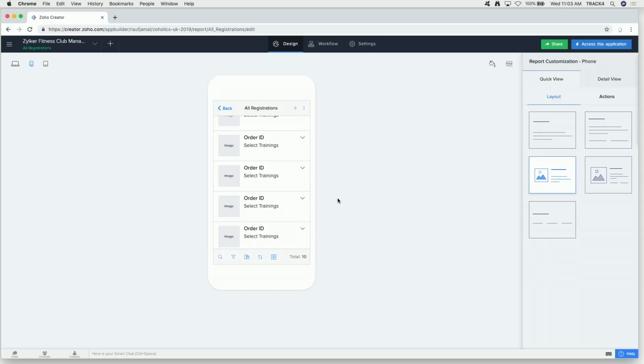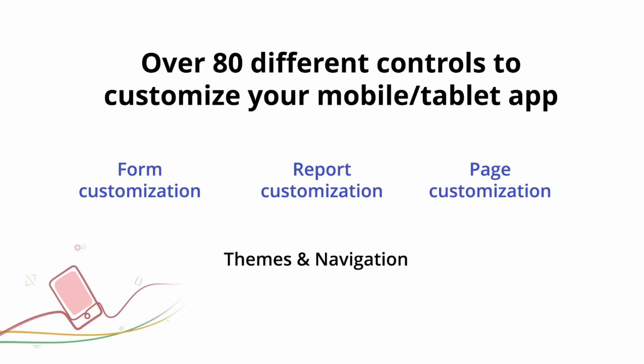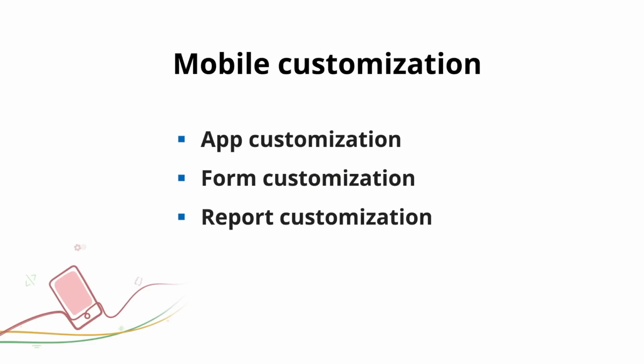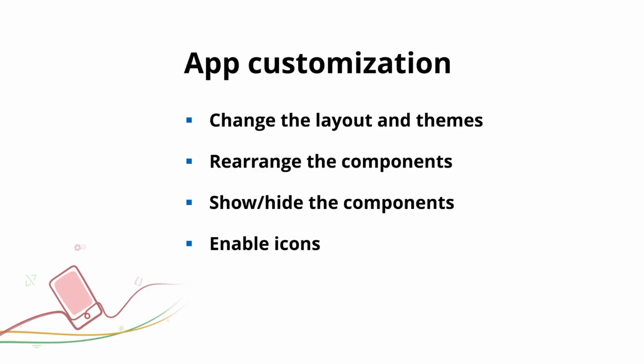So let's go over some pretty cool controls that we can do out here. All of these controls are majorly broken up into three categories, which are form, reports, and pages. We also have one customization layer, which is specific to the application. So what I'm going to do for this session is get into app, form, and report customization, and show you how you can customize each of them for a better experience on the mobile. Let's start off with the app customization.